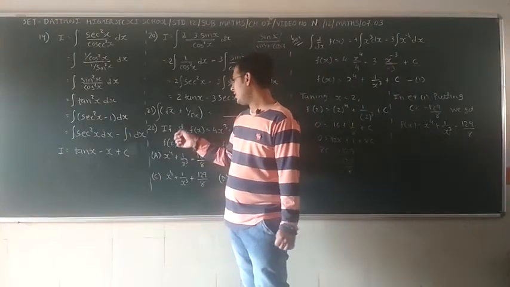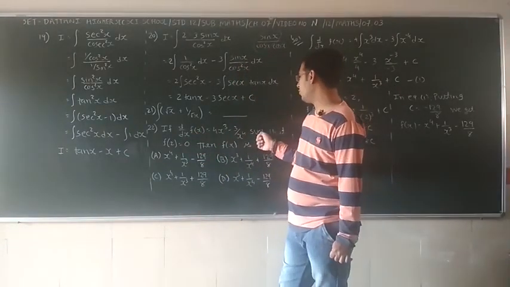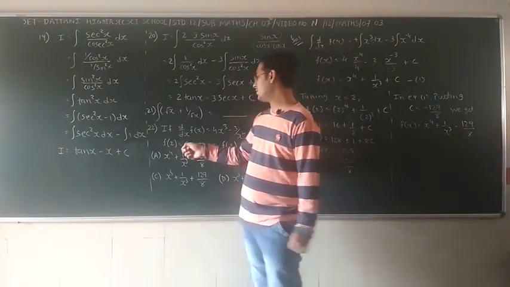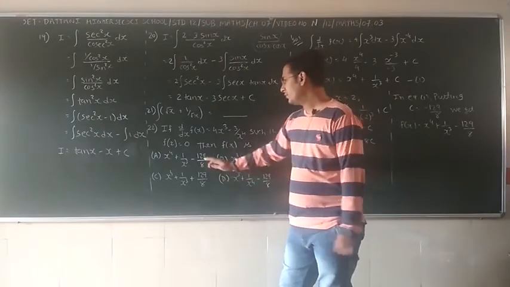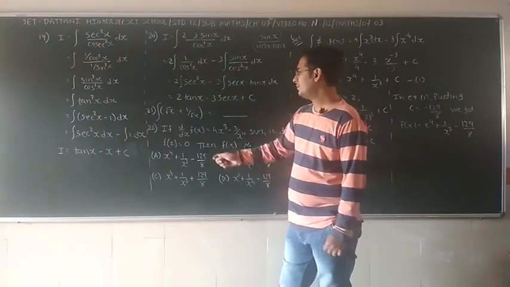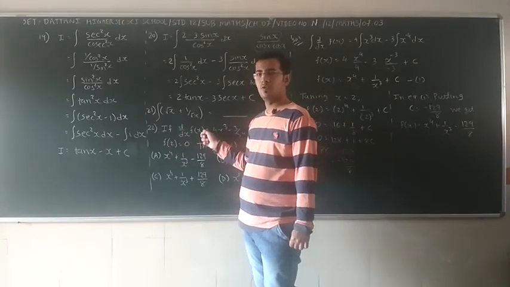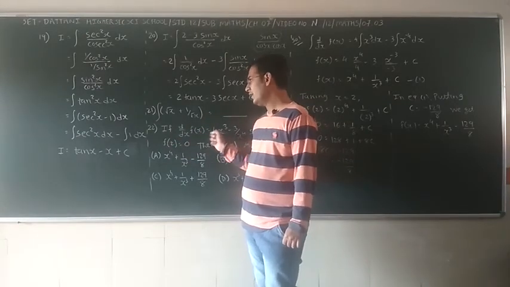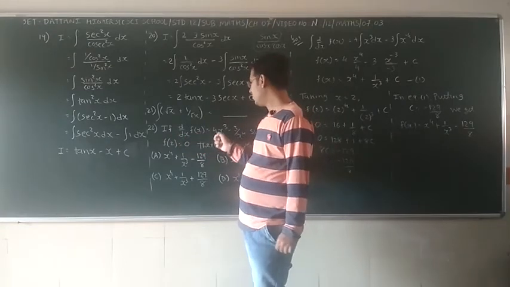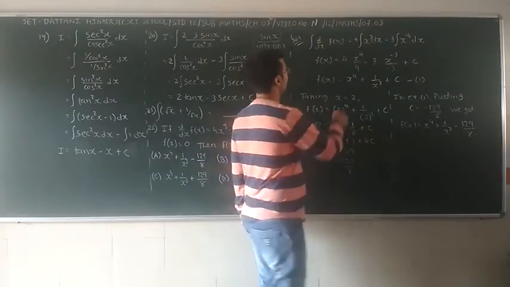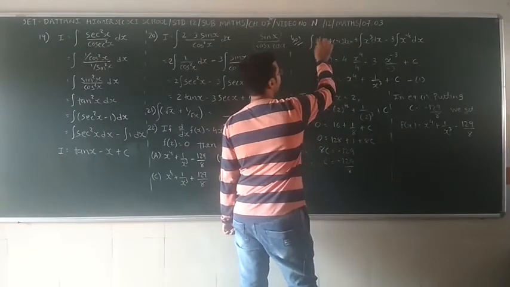Next, if the derivative of f of x is equal to 4x cube minus 3 upon x raised to 4, such that f of 2 is equal to 0, then find f of x. There are 4 options. So what we have to do is apply integration on both sides. If we apply the integration, then the integration and derivative cut, so we get only f of x.